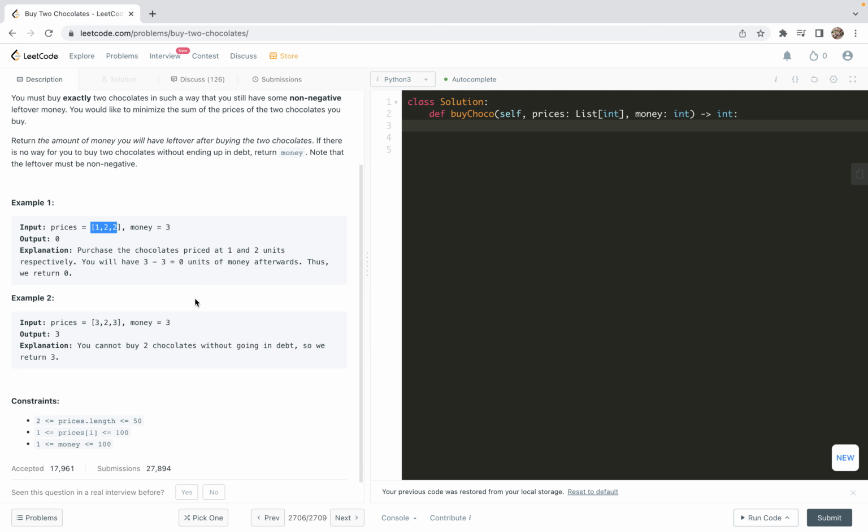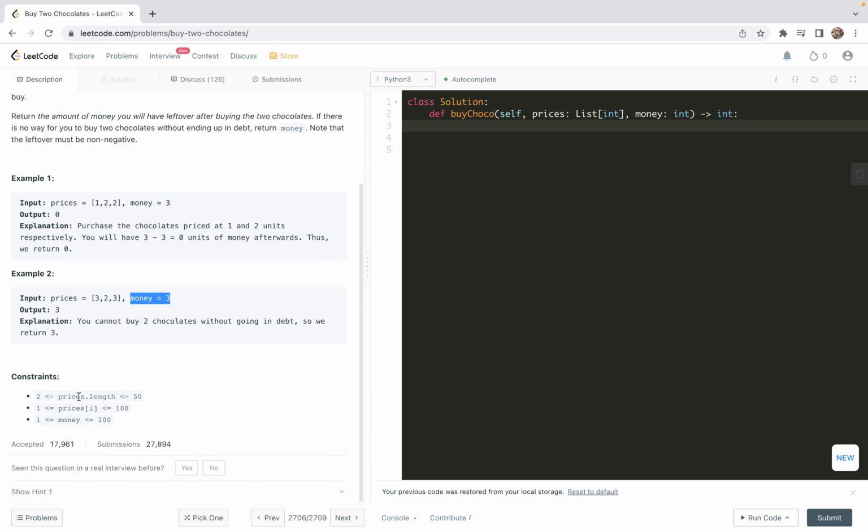So here are two examples. In the first example, we can buy 1 and 2, so we are left with 0 money. And in the second one, the smallest price is 2, and the next smallest is 3. If we make the purchase, we are going to spend 5 dollars. It's larger than 3, so we just return the original money amount, that is 3. So that's the main problem statement.